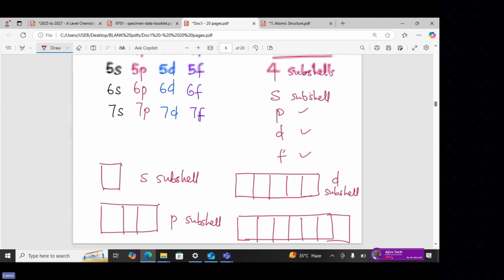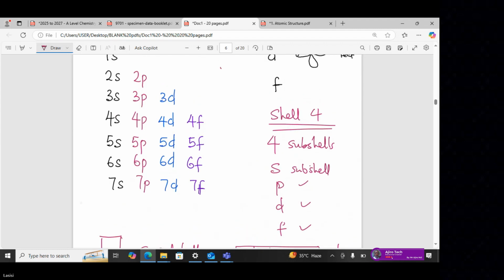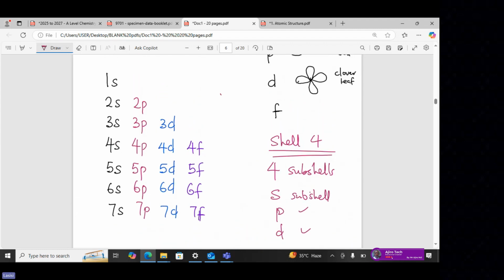I'm going to ask you, shell number 4. How many orbitals are there in shell number 4? It will be 1 plus 3 plus 5 plus 7. That'll be 16. Okay. You will not grab it now, but I will say it again, and you will grab it. Don't worry. Just relax.